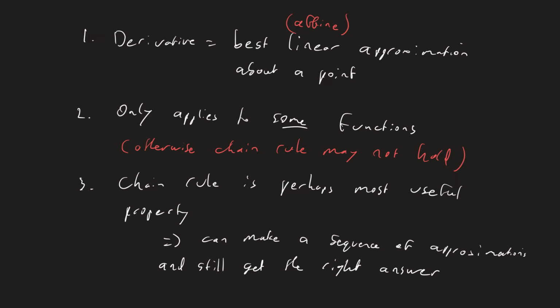In terms of the bigger picture, three important things about the derivative are that it's the best linear approximation about a point. So calculus is about linear approximations. Now technically it's the difference that's linear. Because we might not be going through the origin, it's otherwise known as an affine approximation, although everyone says linear.